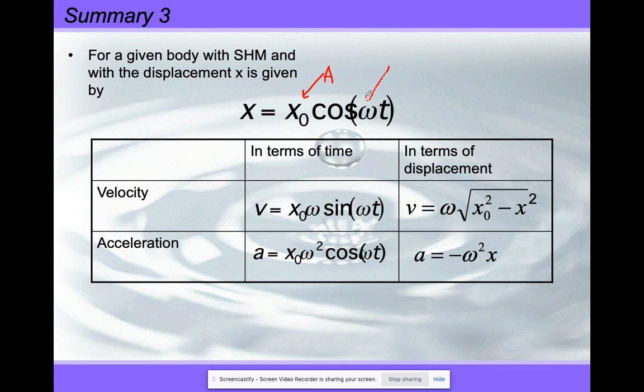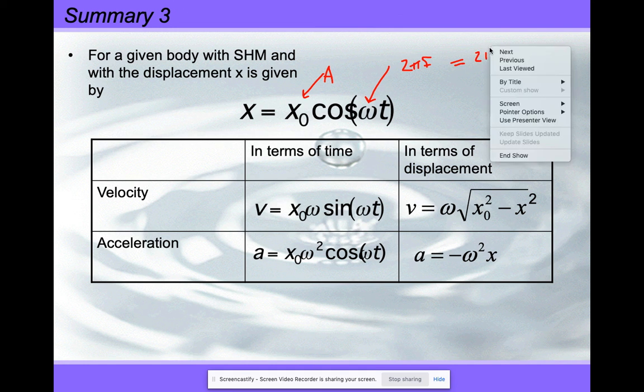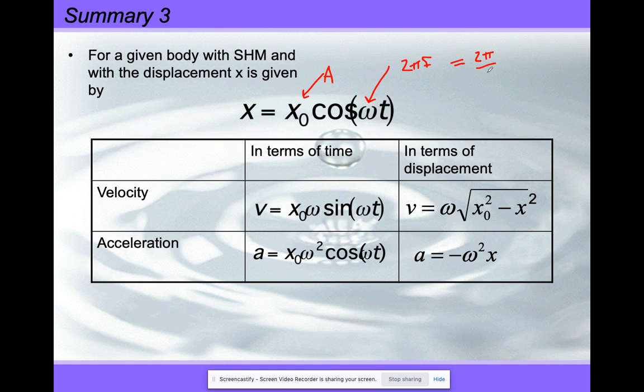Anytime we see the omega, or the angular frequency, we need to think of that as 2 pi f. Or if it's given to you as the period, you should understand that frequency is 1 over the period. So that could be 2 pi over T. That's the same thing.